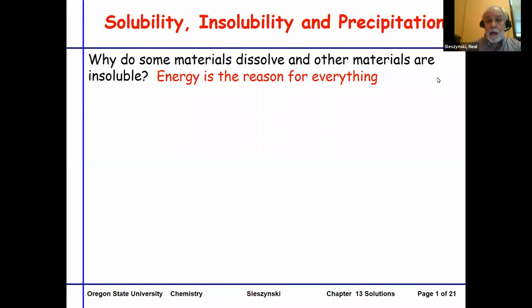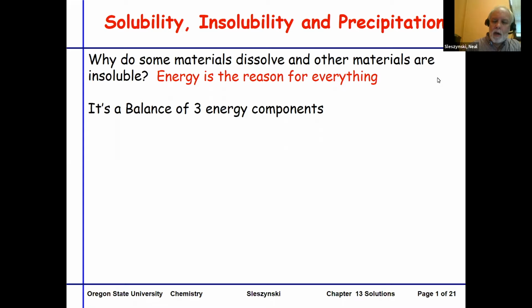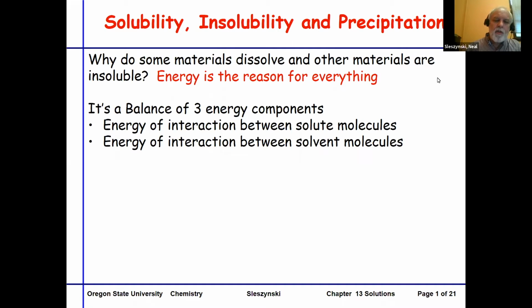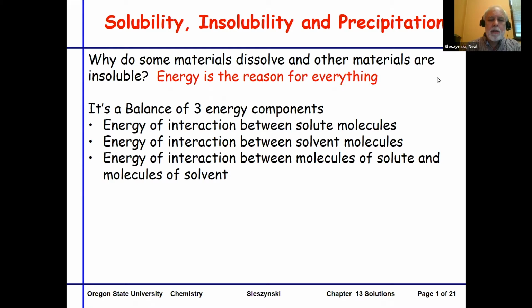In this case, the energy that we're looking at is a balance of three components. We're looking at the energy of interaction between individual solute molecules, the molecules we're trying to dissolve in our solvent, the energy of interaction between the individual solvent molecules, and then finally, the energy of interaction between the molecules of solute, what we're trying to dissolve, and the molecules of solvent, the liquid that we're trying to dissolve it in.